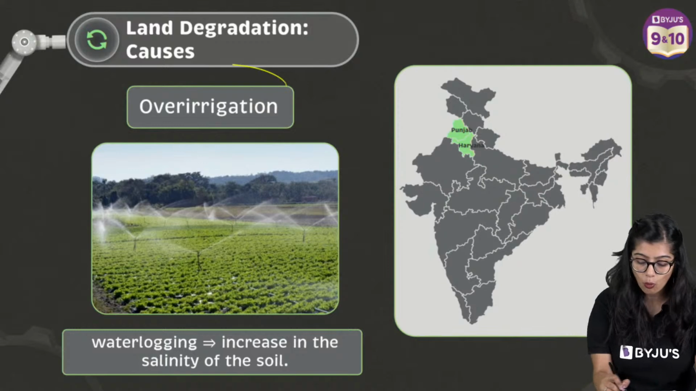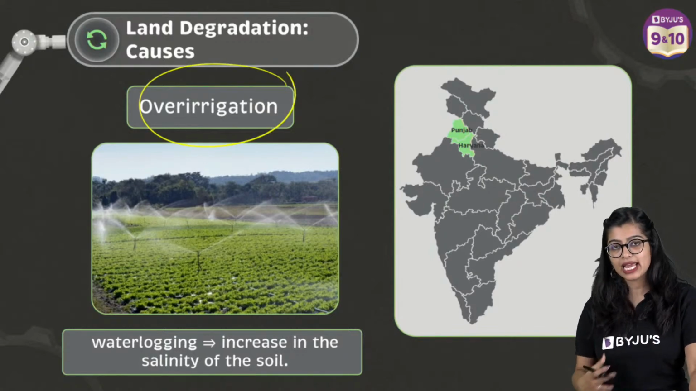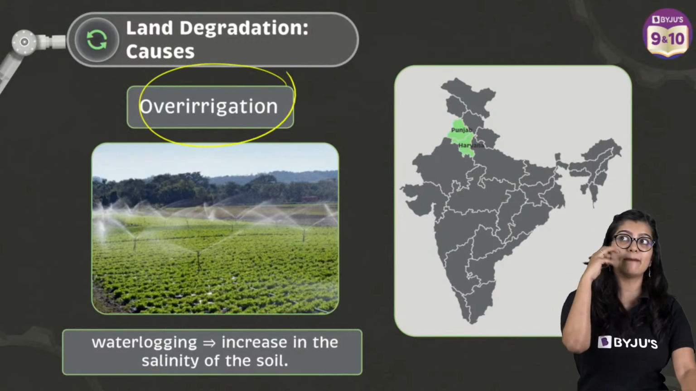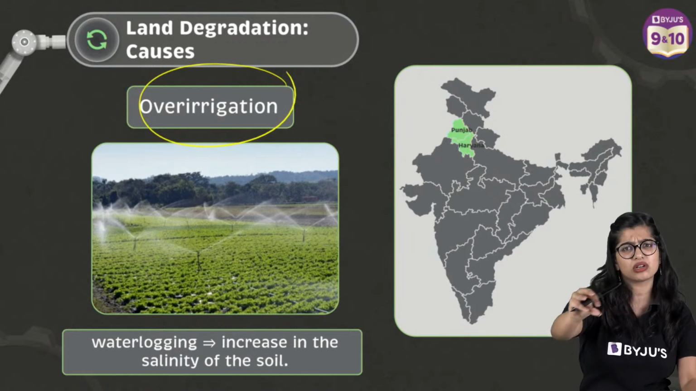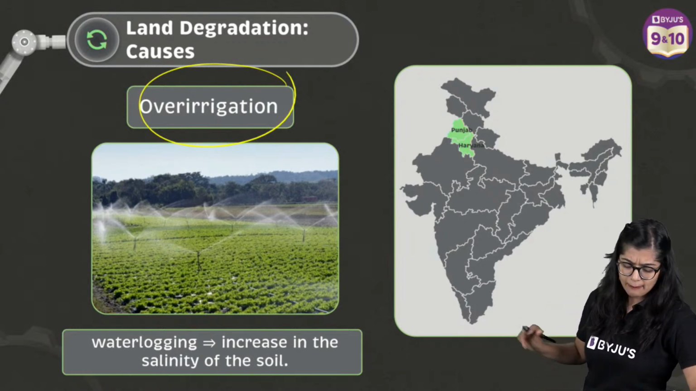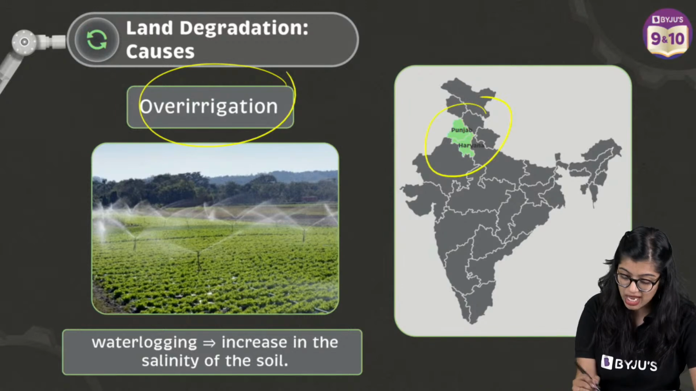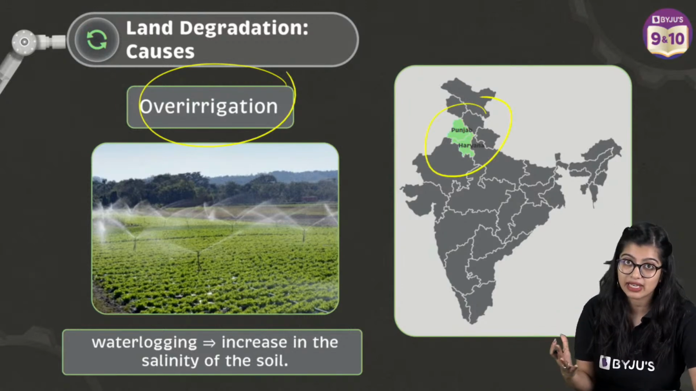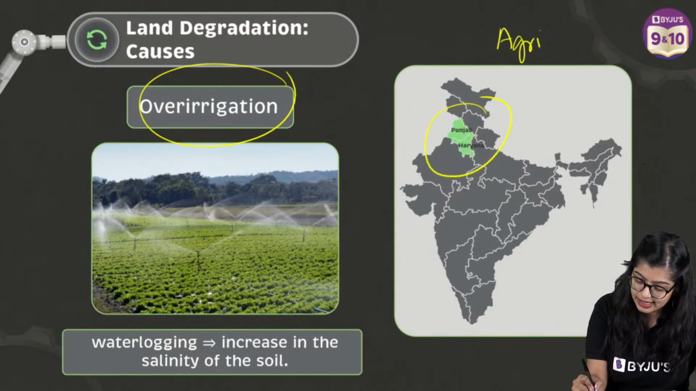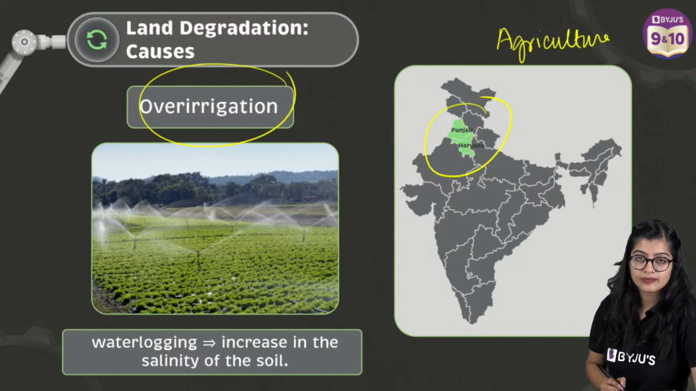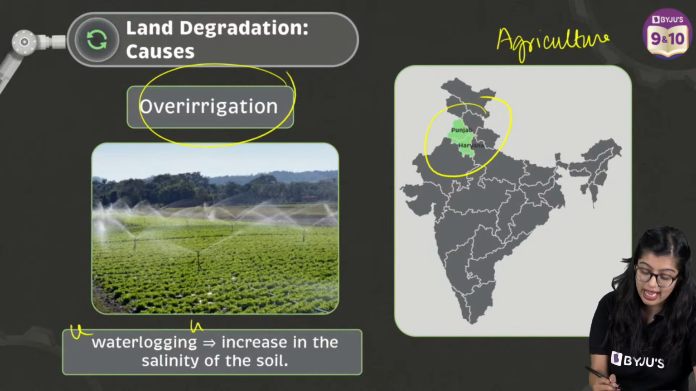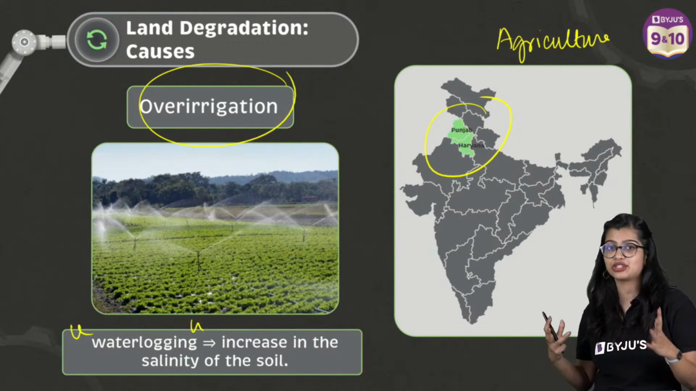Next up, we have over irrigation. Now, irrigation we know is a methodology by which we provide water to the crops at regular intervals. But in some states, especially Punjab and Haryana, where agriculture is thriving, we see that there can be a lot of use of irrigation facilities.